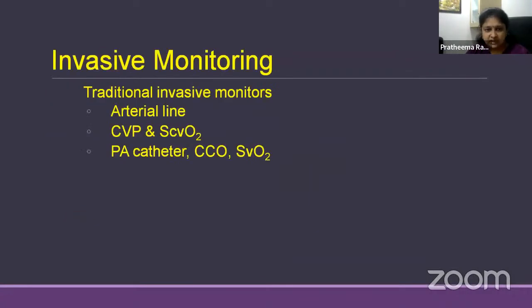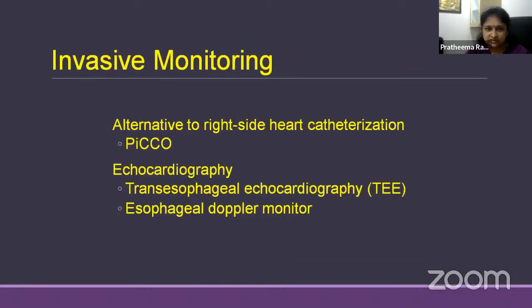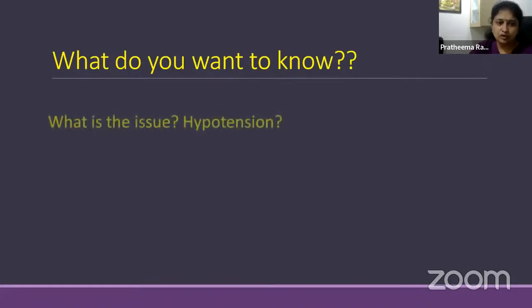So invasive, I know already we had talked a lot about the invasive monitoring. So we'll just go through the further things. So exactly what do we want to know? Okay, we have just checked the patient, taken a history, clinical examination is done, which we do simultaneously. We don't do it in sequence because the patient is sick. So we want to know what is the issue. Is there a hypotension? Patient is in a shock. How severe is the shock?